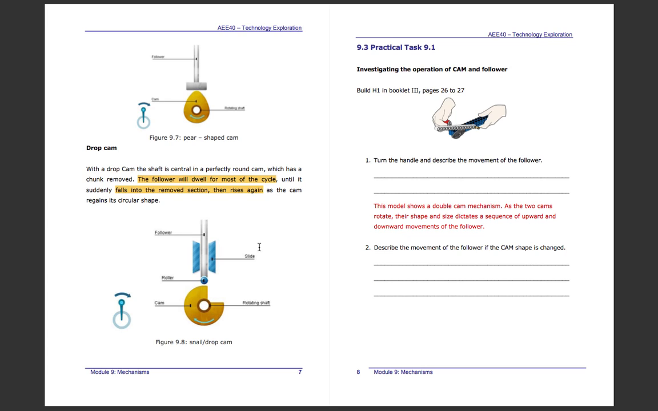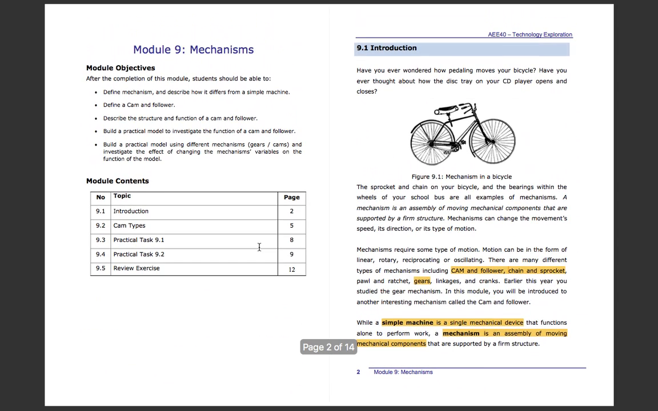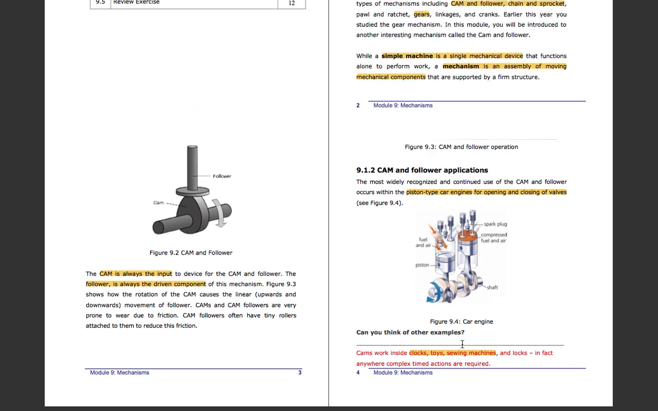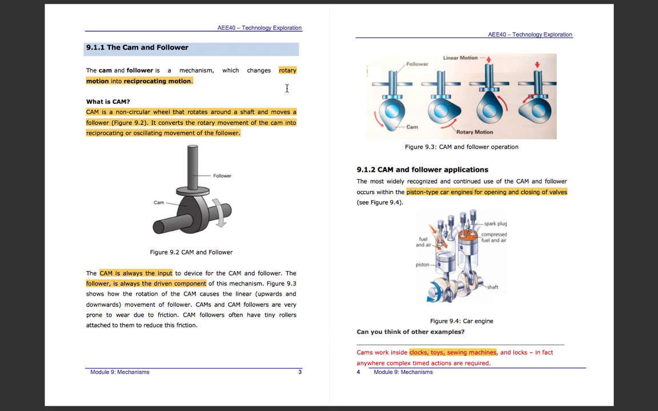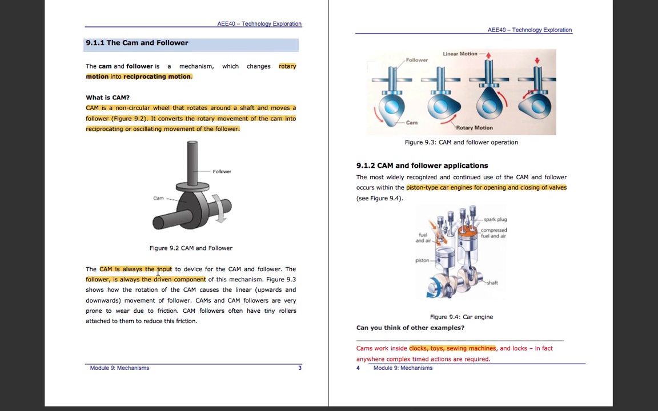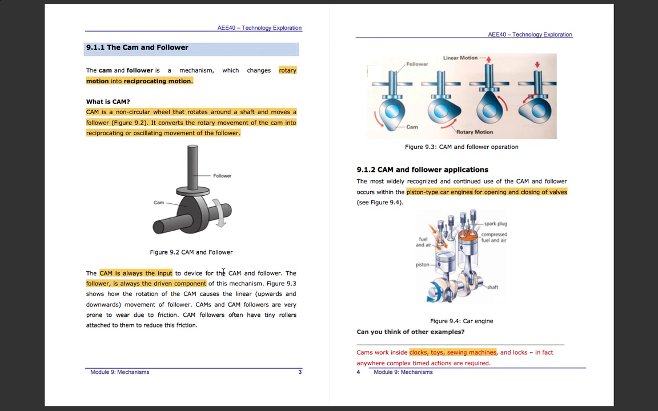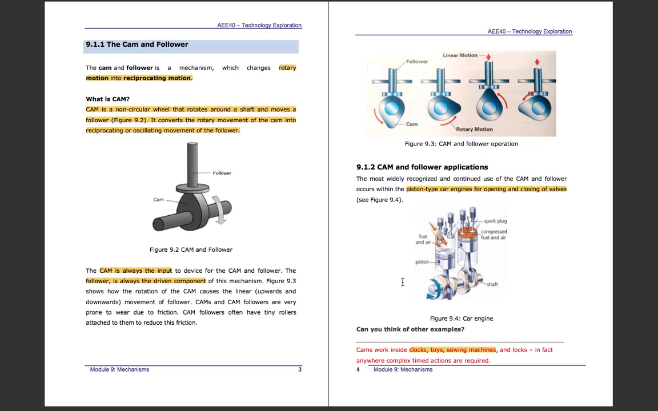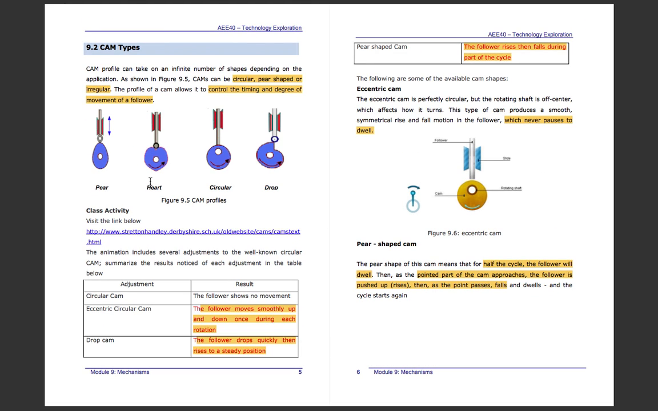That's all in this chapter. Let's go through it again. You should know some examples of cam and followers. You should know the difference between simple machine and mechanism. You should know that a cam changes rotary motion into reciprocating motion. What is a cam? What is a follower? Cam is the input, follower is the driven component. You should know some applications of cam and follower. You should know the different types of cams and you should know how they move.